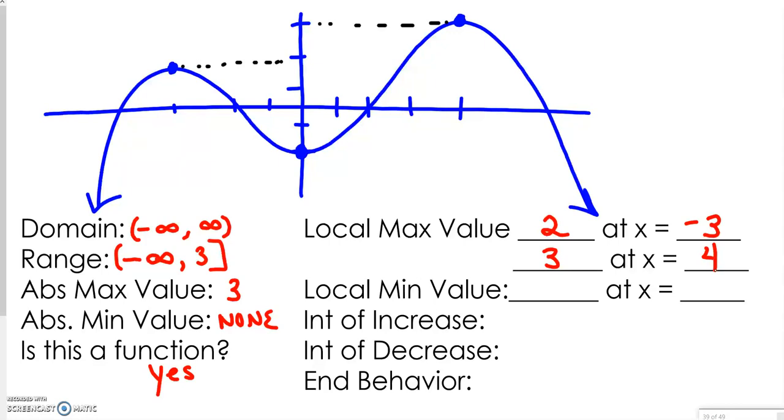Now I'm looking for local min value. Well, nope, that's in -infinity there. So I'm coming up, that's a maximum, and here's a local minimum value. And the local minimum value is -2. That's the y. And then it occurs when x is 0.